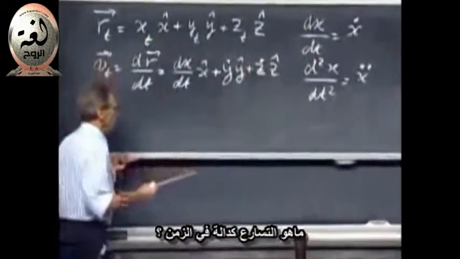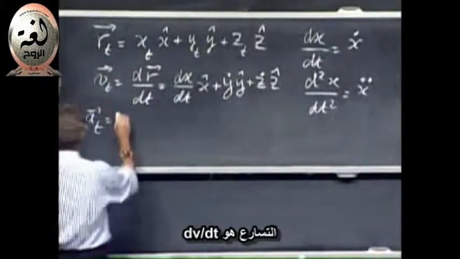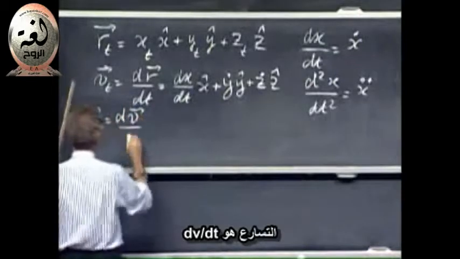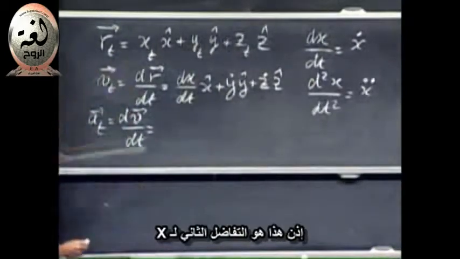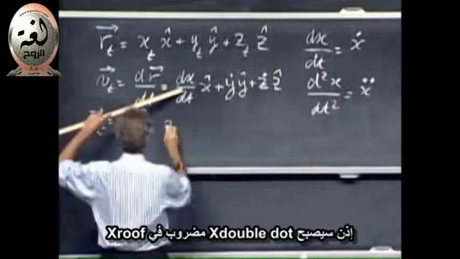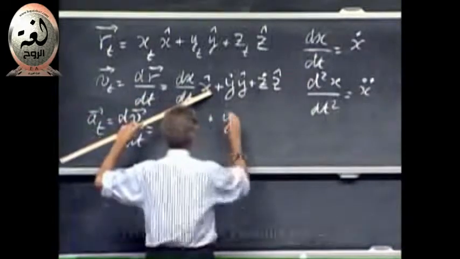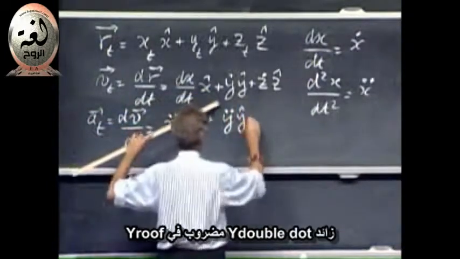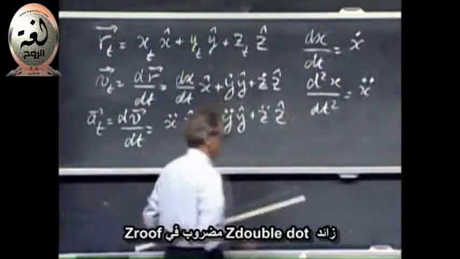What is the acceleration as a function of time? Well, the acceleration as a function of time equals dv dt. So that's the second derivative of x versus time. And so that becomes x double dot times x roof plus y double dot times y roof plus z double dot times z roof.